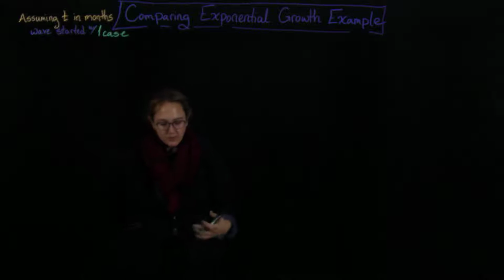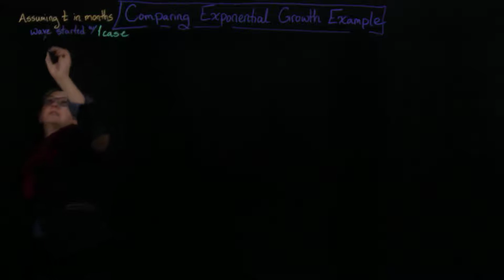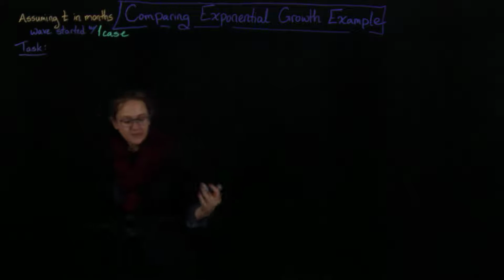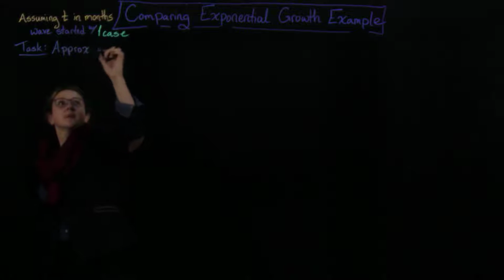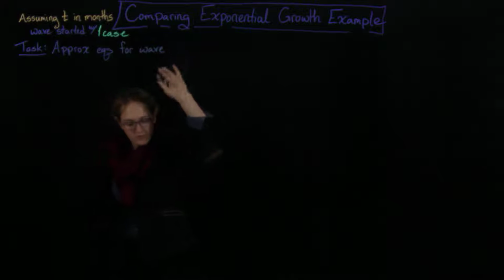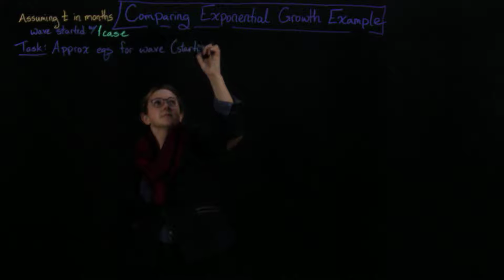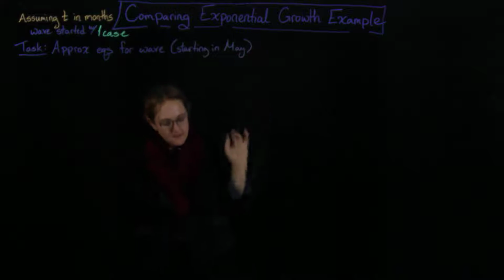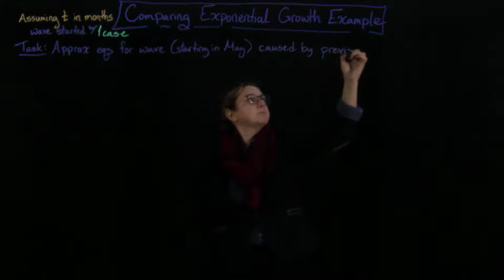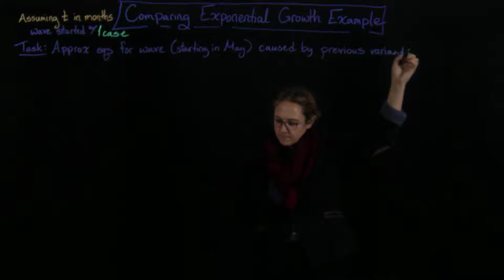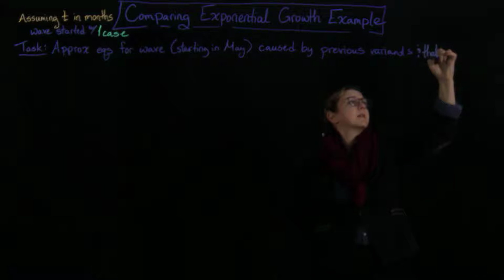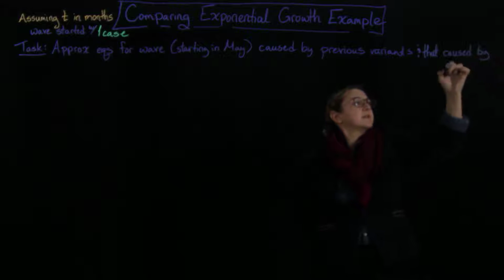Here's our task: we're assuming these things, and our task is to approximate the equations for the wave that's shown starting in May, which was caused by previous variants, and the wave caused by this Omicron variant.